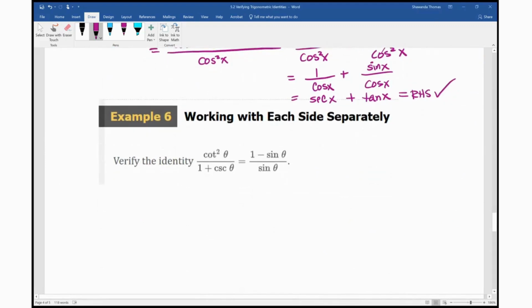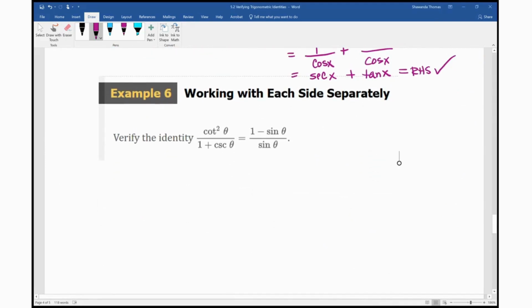All right, it says verify the identity cotangent squared theta over 1 plus cosecant theta equals 1 minus sine theta over sine theta. Both of them look like a lot, but which side do you think we should work with first? Which is slightly more complicated? Left. I think the left side too. All right, so we're going to use an identity. There are a couple ways you can do this one. Let me try one way, and then if y'all don't like that, we'll try another way.